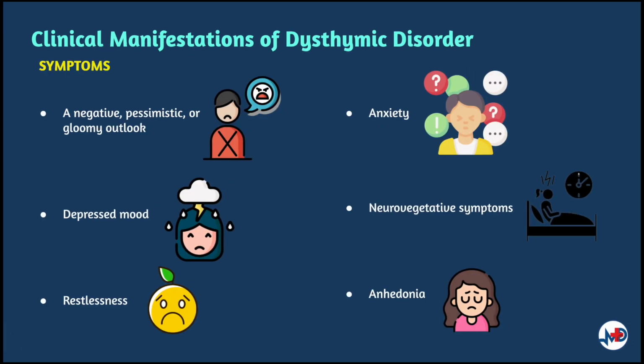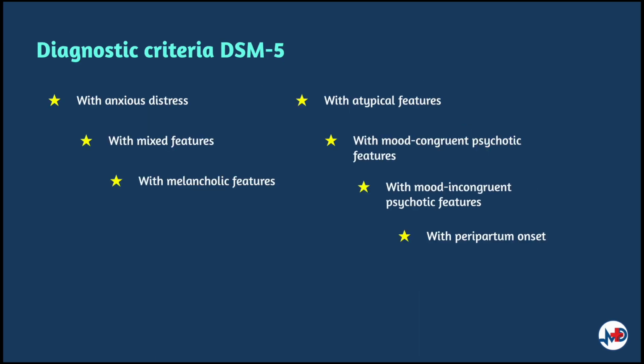The most common symptoms include a negative, pessimistic or gloomy outlook, depressed mood, restlessness, anxiety, neurovegetative symptoms, and loss of pleasurable activities. The DSM-5 criteria for persistent depressive disorder highlight depressed mood for most of the day, for more days than not, as indicated by either subjective account or observation by others, for at least 2 years. In children and adolescents, mood may be irritable and duration must be at least 1 year.